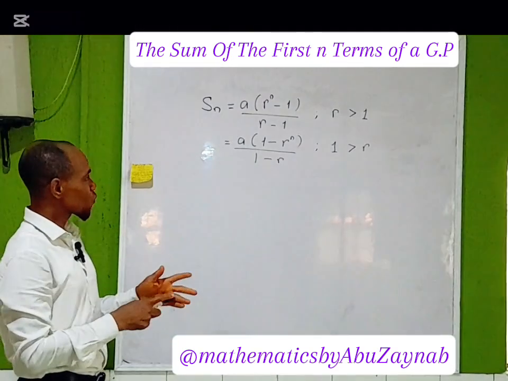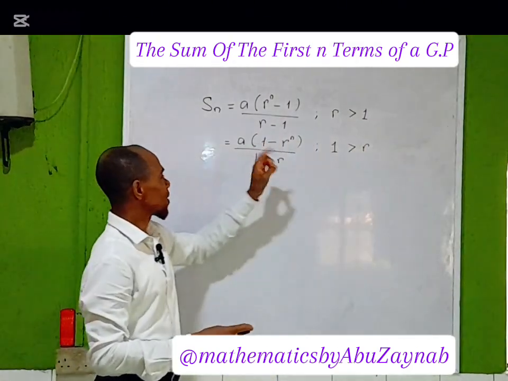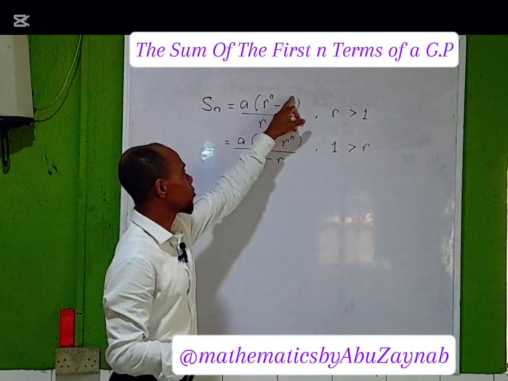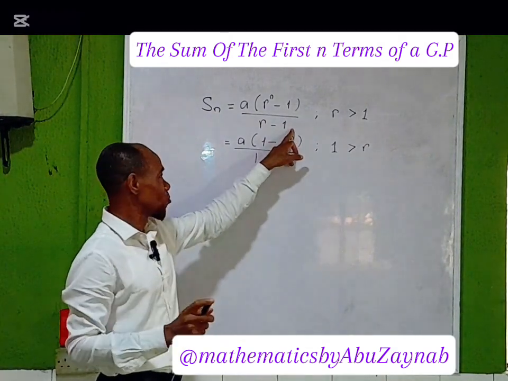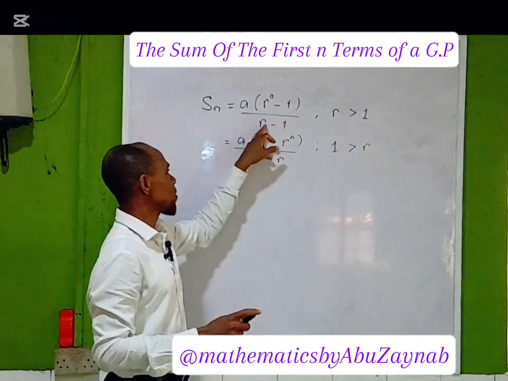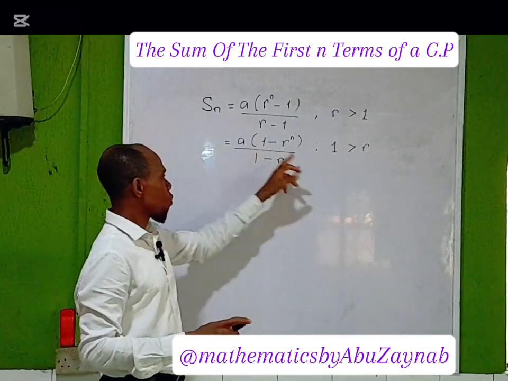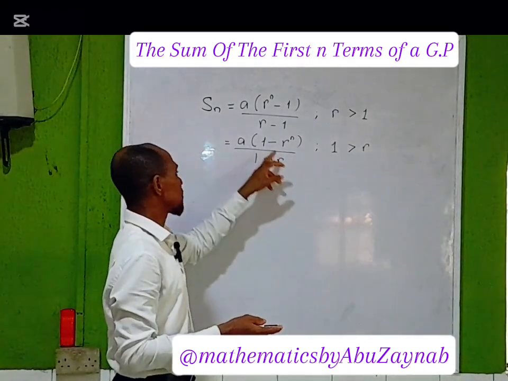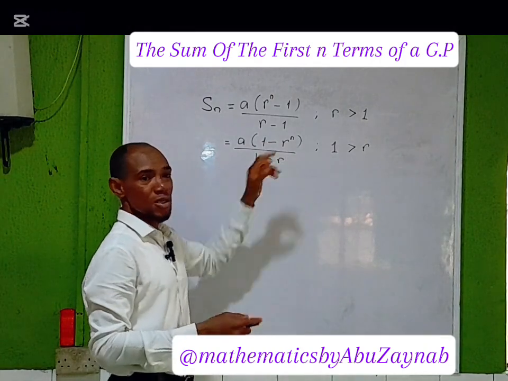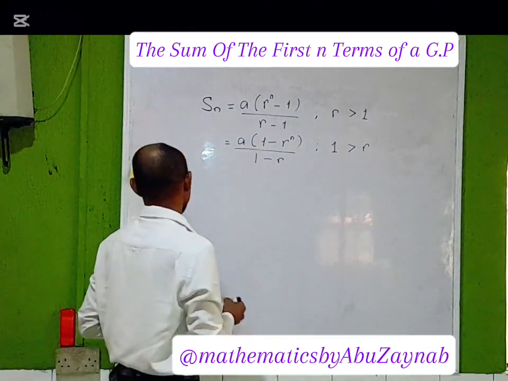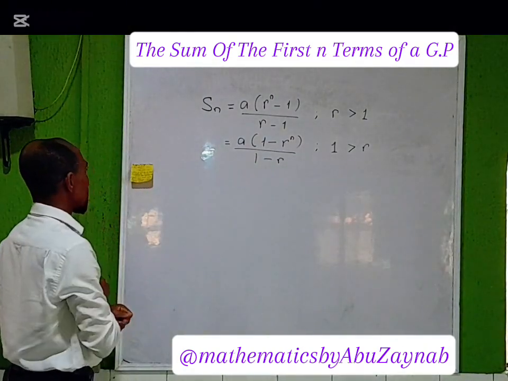If you observe for the first one, when the common ratio is more than 1, the common ratio is coming before 1 at both numerator and denominator. Similarly here, if 1 is more than the common ratio, that means 1 comes before r in the formula. Okay. Let's see how to apply these formulas.